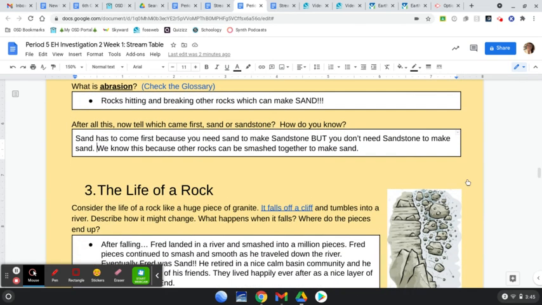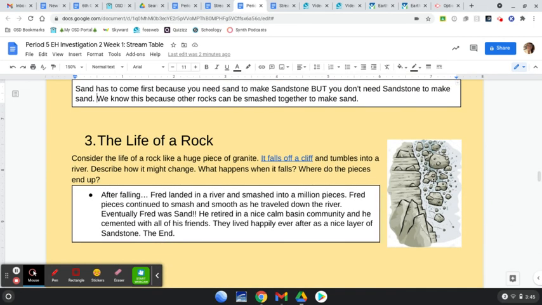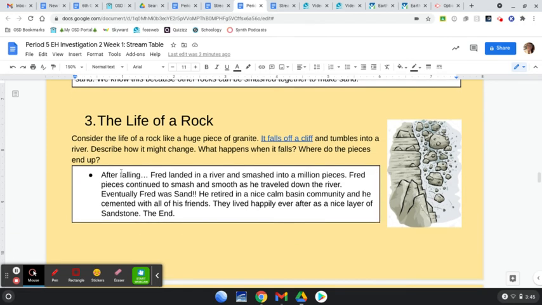Okay, then we said, okay, well, picture your life as a rock. What would that actually be like? What happens when you fall from a cliff? What happens next to you in your journey? And so I wrote this story. Your story should be different, but I wrote this story.